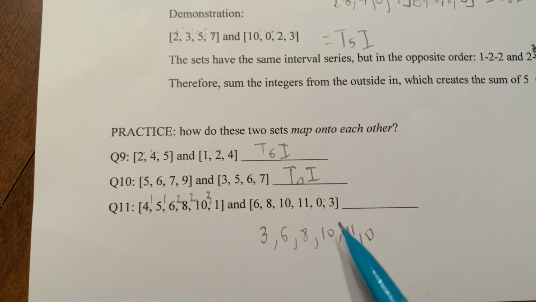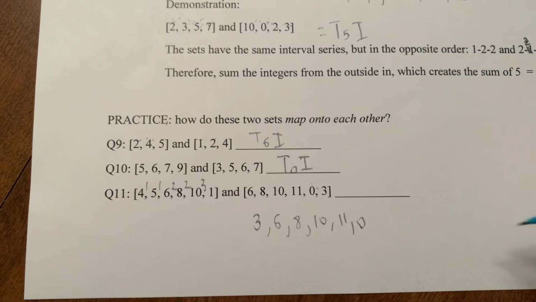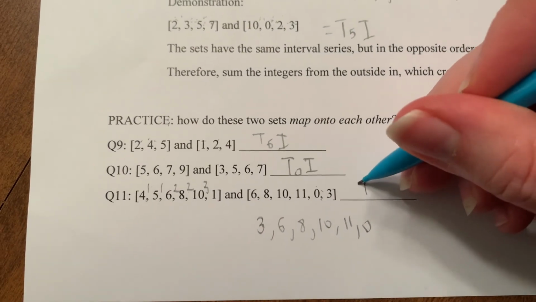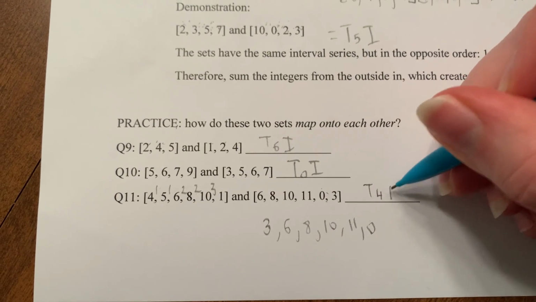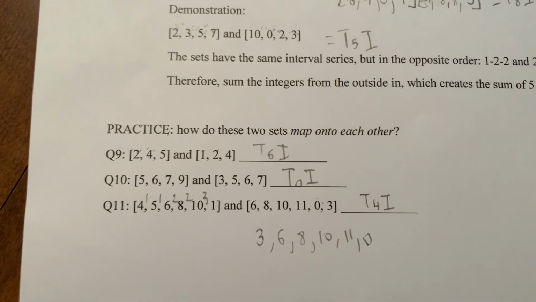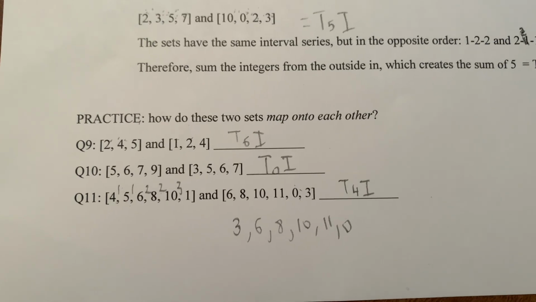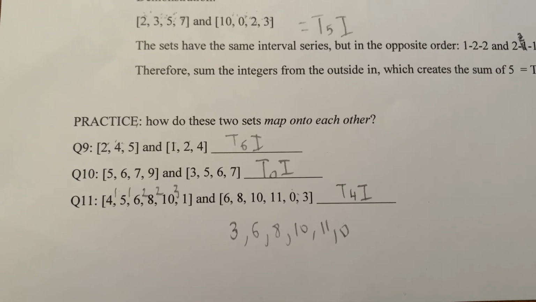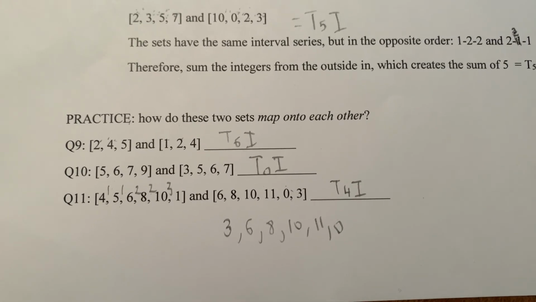4 and 0, 5 and 11, all the way down the line is going to be T4I. So hopefully you won't encounter too many of those, but they do occur. All right, so there's a basic description of inversion.